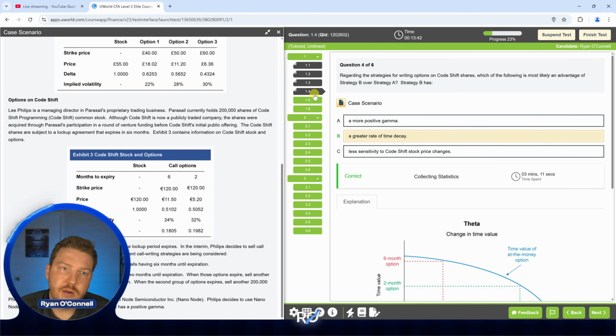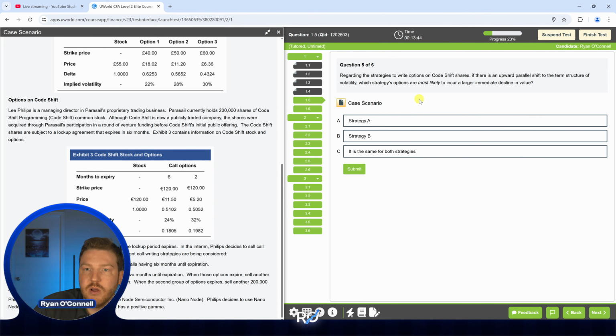So I'm actually going to just move on to the next question. Regarding the strategies to write options on code shift shares, if there is an upward parallel shift to the term structure of volatility, which strategy's options are most likely to incur a larger immediate decline in value? When I was going through it, this one actually seemed like the hardest of all of them. So we can look at a really quick example of what the term structure of volatility is in the first place.